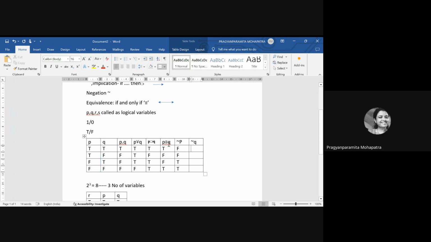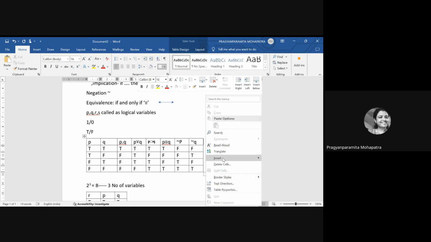What will be the truth value of not Q? For true, it will be false. Then false, then true. Good. Okay.